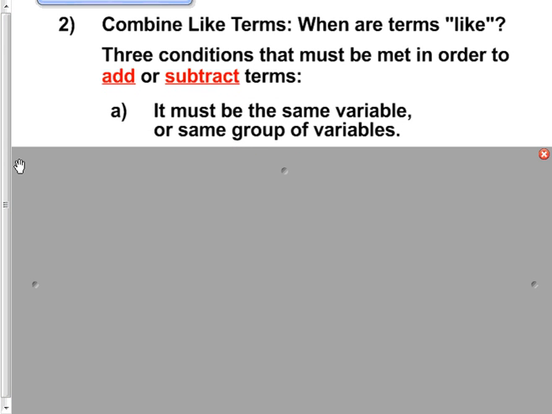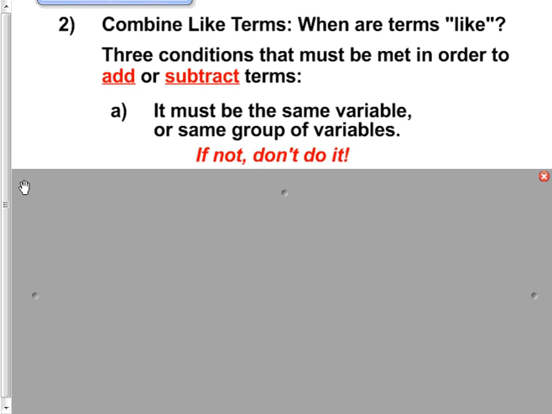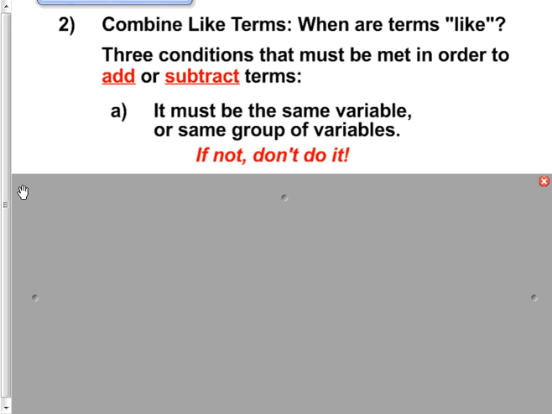Okay, so first off, the first condition that must be applied is if you're going to add or subtract two variables, they had better be the same variable or the same group of variables. And you will start to run into more than one variable in your problems in Algebra 2. Okay, and if you do not have the same variable or the same group of variables, then you cannot add or subtract those two terms together. That means x's do not add and subtract with y's. X's only add and subtract with other x's. Y's only add and subtract with other y's.